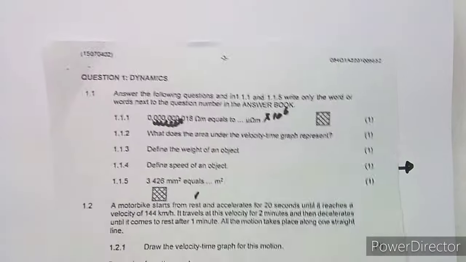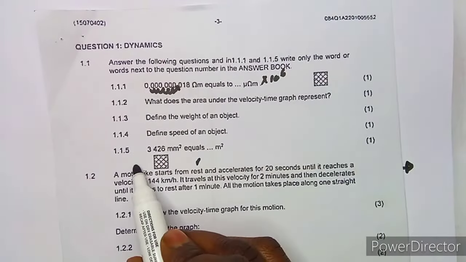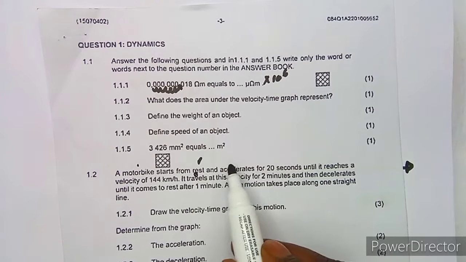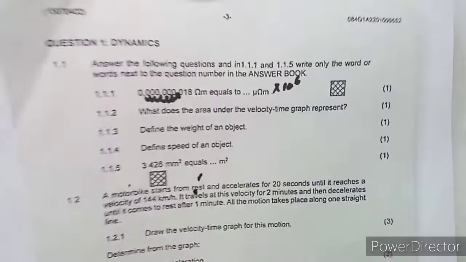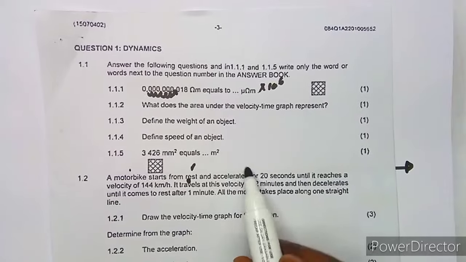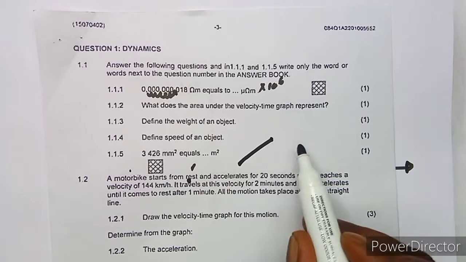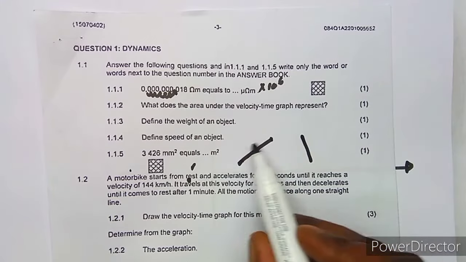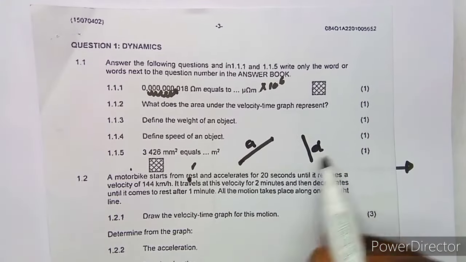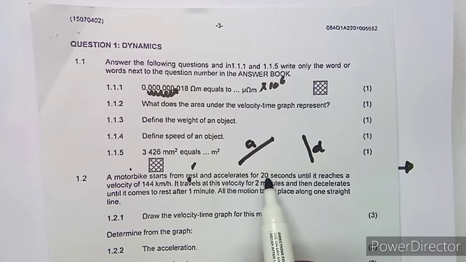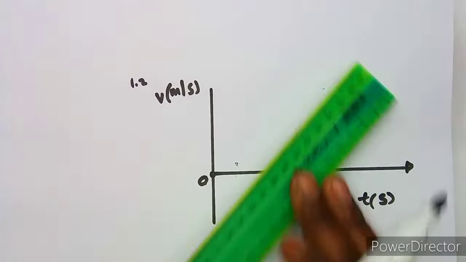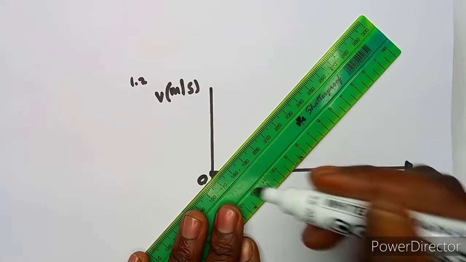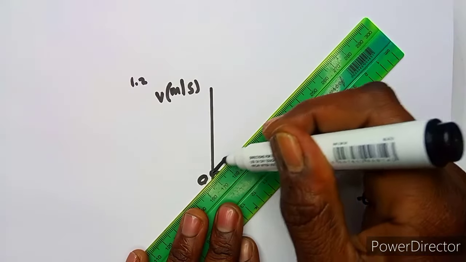So take note, this is 0 for both time and velocity. This motorbike has to start from rest, which means our u is 0 at this point. Then it accelerates, which means there's an increase like that. Deceleration is like this, but this is acceleration and this is deceleration or retardation. For 20 seconds there's an increase in speed, that is an acceleration. So we're going to have our line like this.